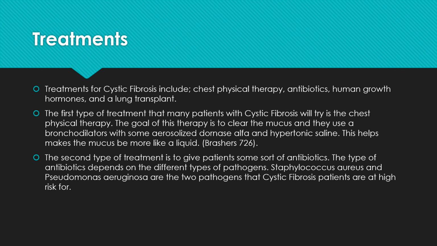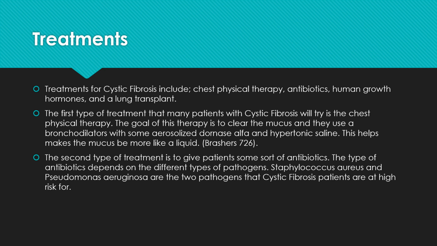Treatments for cystic fibrosis patients. Treatments for cystic fibrosis include chest physical therapy, antibiotics, human growth hormones, and a lung transplant. The first type of treatment that many patients with cystic fibrosis will try is chest physical therapy. The goal of this therapy is to clear the mucus, and they use a bronchodilator with some aerosolized Dornase alfa and hypertonic saline. This helps make the mucus more like a liquid.